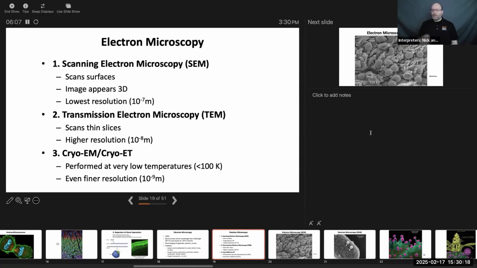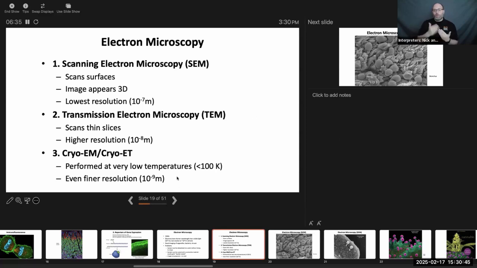The prefix cryo means cold. The way that this works is that you have to get the sample down to extremely low temperatures. And at very low temperatures, objects become very conductive to electricity. And so that allows you to do electron microscopy that has incredibly fine resolution on these things that are chilled down almost to the point of absolute zero.